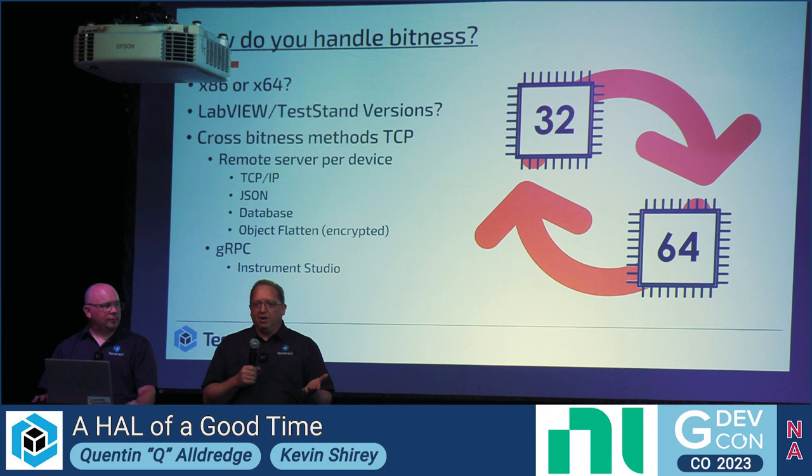So he said he's written his source code in such a way where it has conditionals to tell whether it's 32-bit versus 64-bit so that the source code's the same. But then obviously we've run into this: when you build the PPL, you have to build it as 32-bit or as 64-bit, and then you can't use those across the bitnesses.